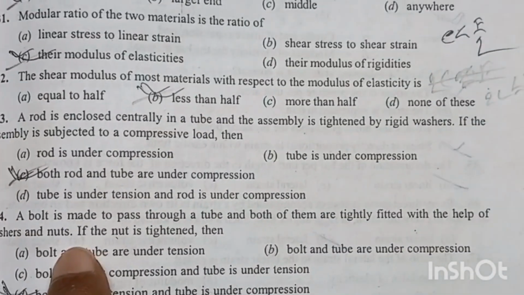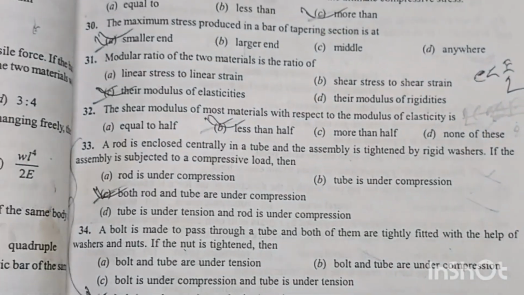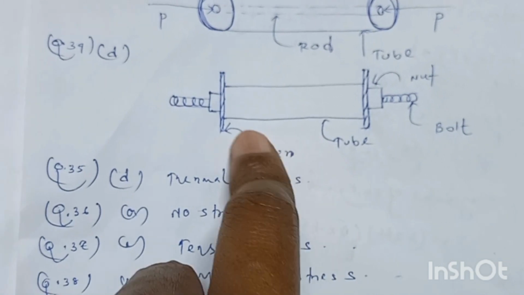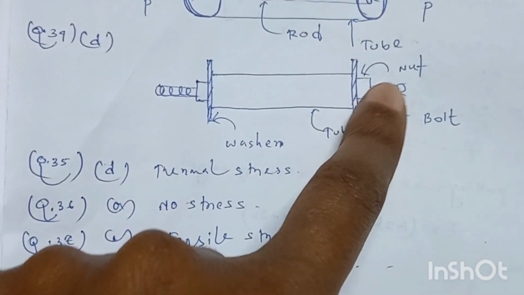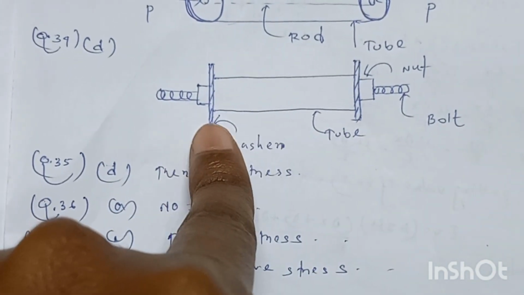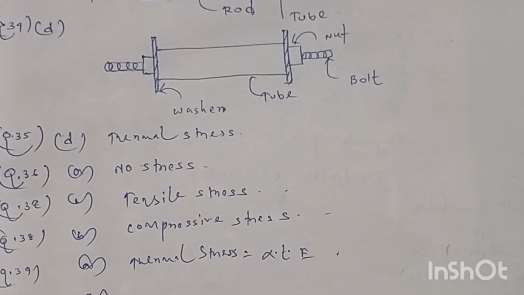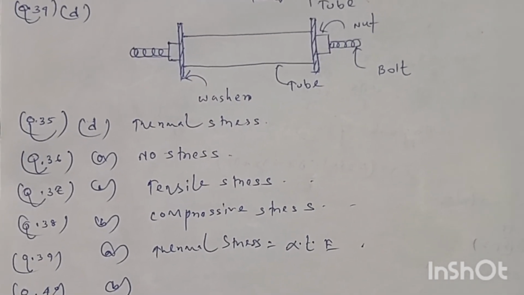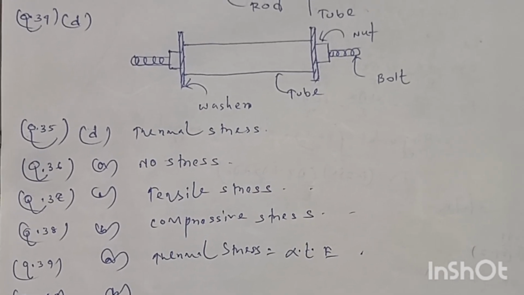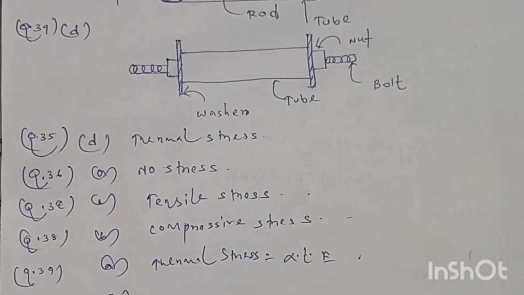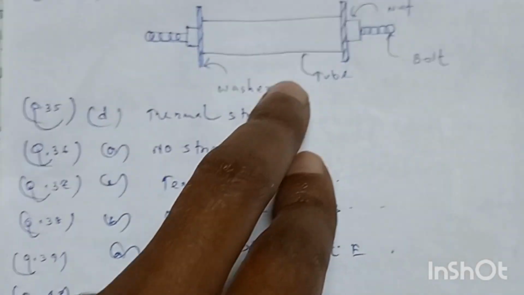Next question 34. A bolt is made to pass through a tube and both of them are tightly fitted with the help of washers and nuts. If the nut is tightened, then again look at the diagram. This is tube, this is nut, and this is nut, and this is bolt. This bolt is passing through here to here, and this is tube, this is a washer, and the bolt is tightened by the washer and nut. So friends, as the nut is exerting compressive force to washer, then ultimately it will compress the tube, and if something is compressed, we know it will exert stress resisting force. Here the resisting force against the compression is tensile stress. So tensile stress will act against the bolt, so it will feel tension. So friends, the tube will be under compression. Option number D is the correct answer.